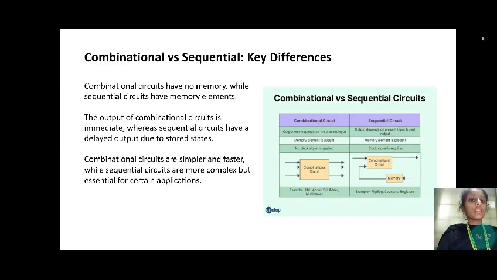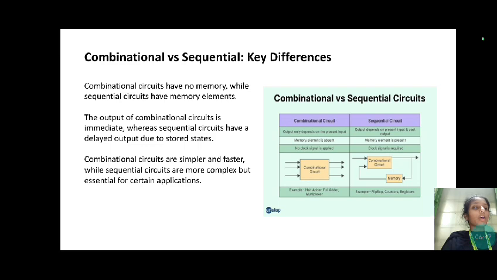Combinational versus sequential. The differences: the combinational circuit has no memory, while sequential circuits have a memory element. The output of a combinational circuit is immediate, whereas a sequential circuit has delayed output due to stored states. Combinational circuits are simpler and faster, while sequential circuits are more complex but essential for certain applications.